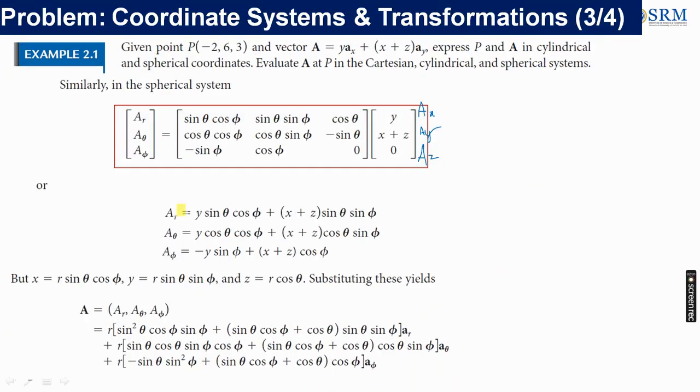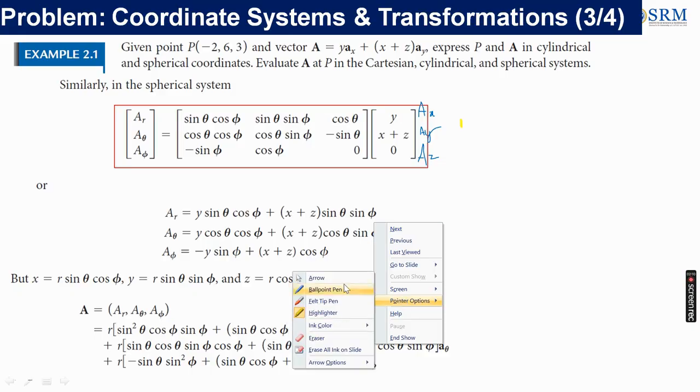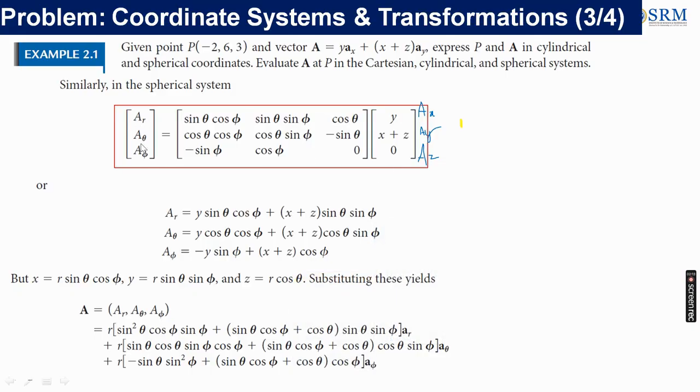Take the transformation matrix where we are already aware of the ax, ay and az terms. Then we are supposed to find the ar, a theta and a phi. So we get, multiplying the first row with this column, y sine theta sine phi plus x plus z sine theta sine phi for the AR term. For A theta it is the second row multiplied by this column. For A phi it is the third row multiplied by this particular column.